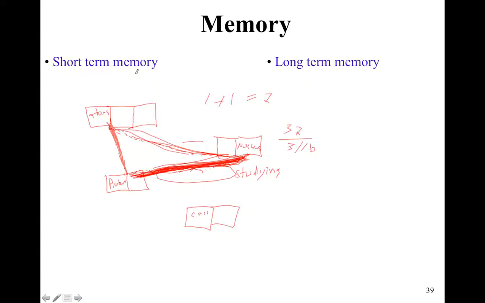Okay, so that's what memory is. Short-term memory is just working memory. We've got to say it over and over. Long-term memory, we've actually changed these transmissions, changed these synapses in the brain.